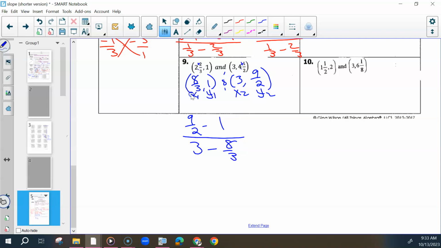We have to get common denominators. Your whole numbers are really over 1. It's invisible. We don't see it, but you have to remember it's there. So that way we can multiply this by 2 and this by 2. Multiply this by 3 and this by 3.